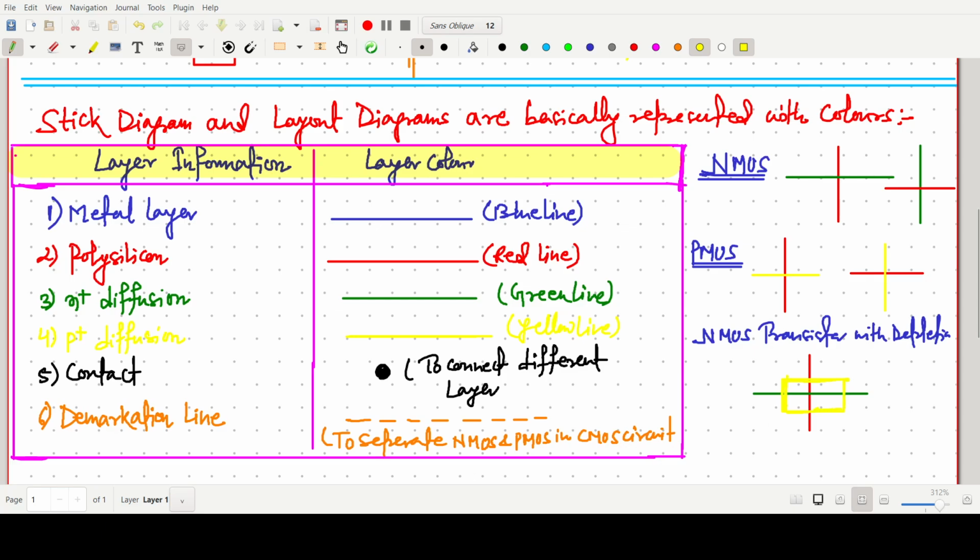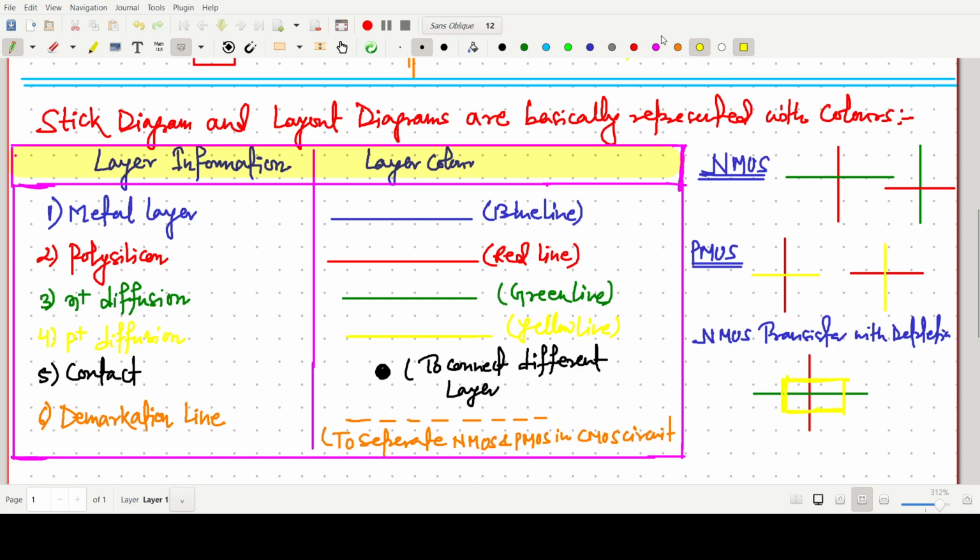Okay, this one is our NMOS transistor with a depletion mode. First we are making red over the green and one yellow box. So this is the fact.